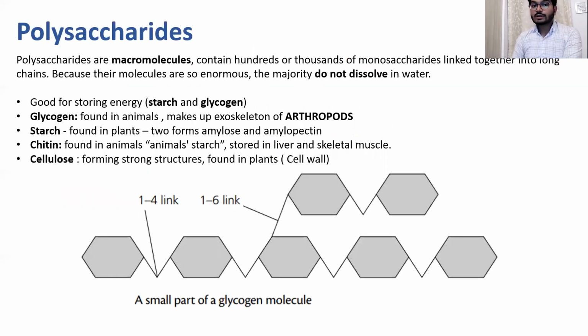Okay, now let's talk about polysaccharides. Polysaccharides are many sugar molecules joined together. Polysaccharides are macromolecules which contain hundreds and thousands of sugar molecules joined together. As a polysaccharide is a complex molecule, it generally does not dissolve in water. A polysaccharide is good for storing purposes. We just talked about monosaccharides and disaccharides as the simpler ones, which can be used for transportation, but the polysaccharide is a complex molecule, so we use it for storage.